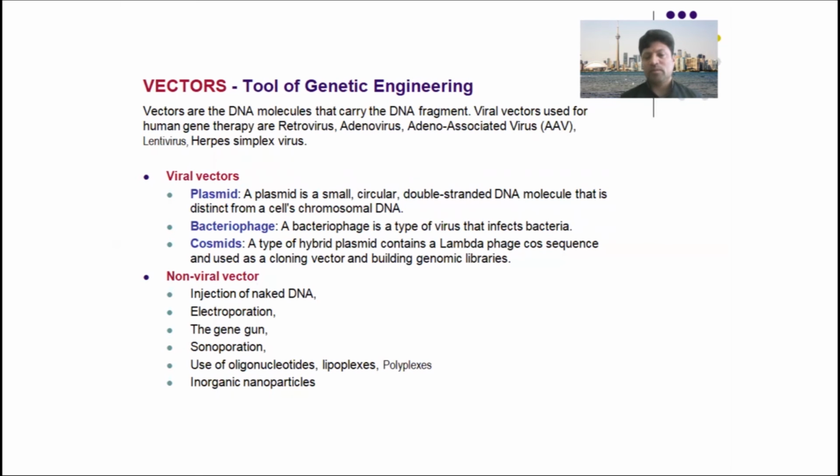for building the genomic library. Non-viral vectors: there are six to seven different kinds of non-viral vectors that are frequently used for the transfer or delivery of genetic material. Injection of naked DNA, electroporation, gene gun, sonoporation, use of oligonucleotides, lipoplexes, polyplexes, and inorganic nanoparticles.